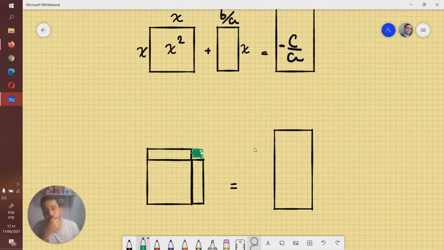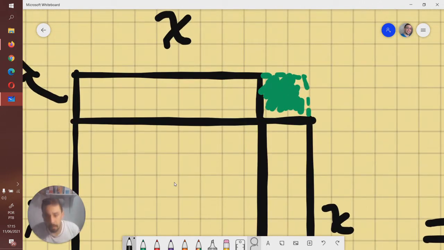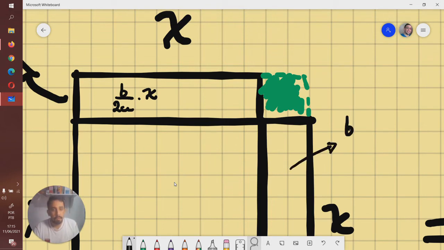But what are the side measurements, guys? Take a look. Here it measures x like before, here as well. This side measures, remember, b divided by 2a, because this is the measurement of the rectangle with sides b over a, but it was divided by 2, so that's why I have the 2 in the denominator. And here it measures the same, b over 2a. This side measures x, this side measures x. The area of this small rectangle is b over 2a times x. Do you agree? And here the same, b over 2a times x. This is the area of those two rectangles.